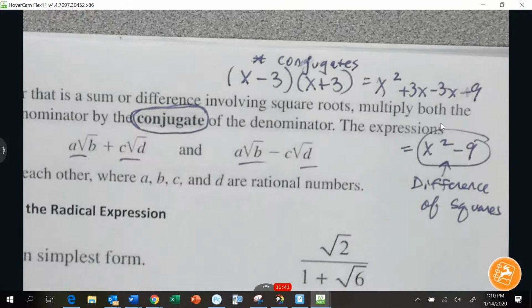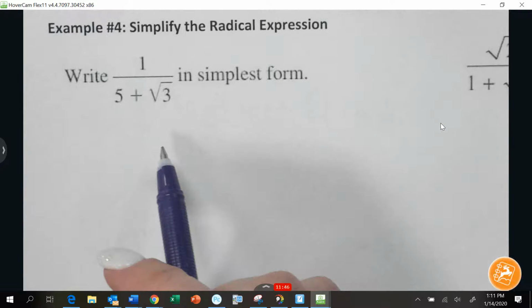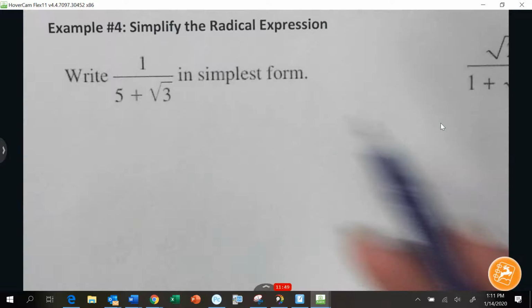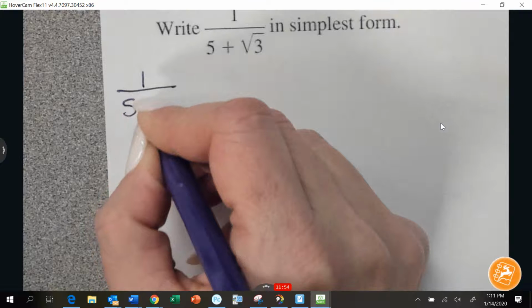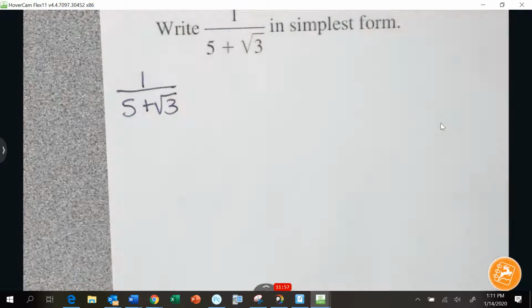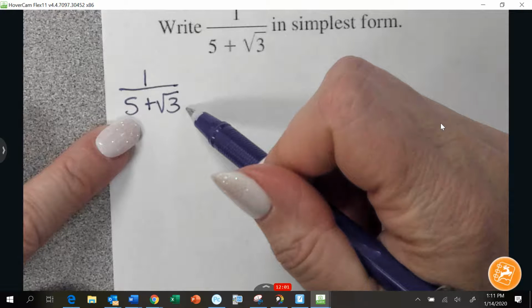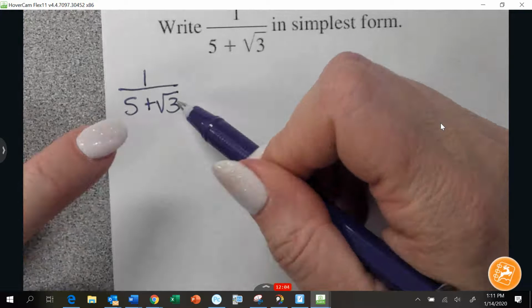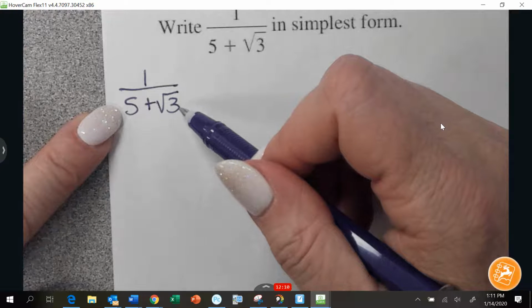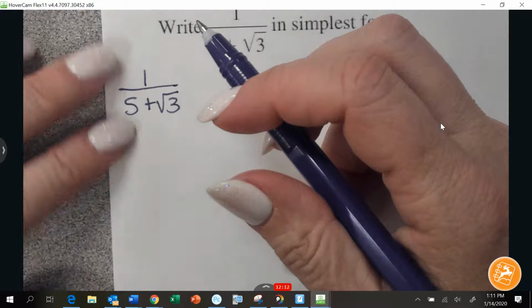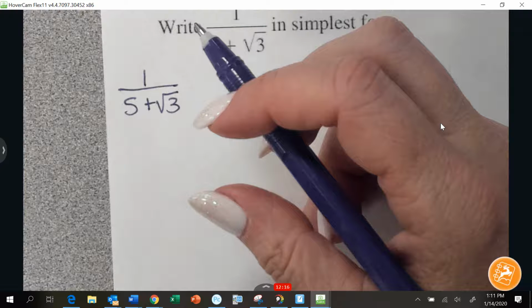Okay, so now we're going to write 1 over 5 plus radical 3. I'm going to just rewrite this over here. So we have a radical in the denominator, but it's not a monomial. We have addition or subtraction. We have more work to do. I'm going to show you what a lot of people do wrong. Do you mind if I show you? Don't write it down yourself.